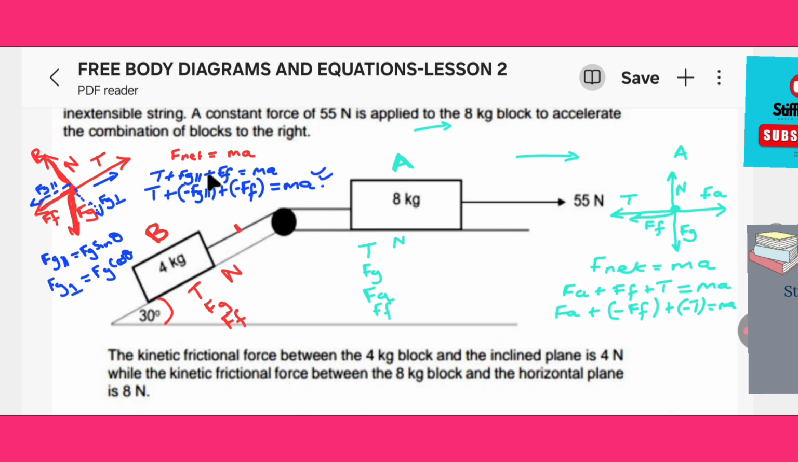Once you know how to formulate this and draw the free body diagram, you are almost done with how to solve Newton's questions. So I will bring up another question again.